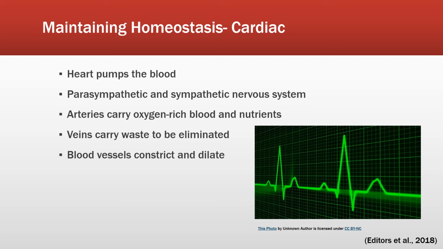The arteries are responsible for carrying the oxygen-rich blood and nutrients to the tissue and cells throughout the body. The veins are responsible for carrying away waste from the cells and tissues to be eliminated from areas like the lungs or kidneys. The blood tissues will constrict or dilate depending on what is detected by the sensors throughout the body. All of this plays a role in maintaining homeostasis.